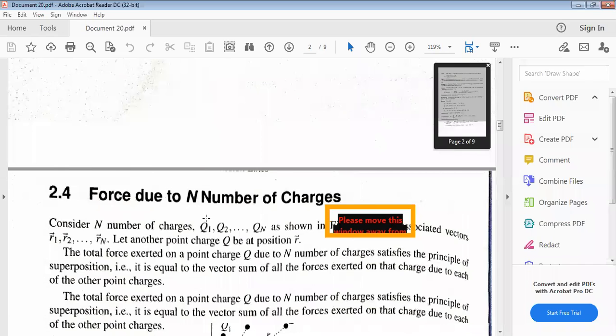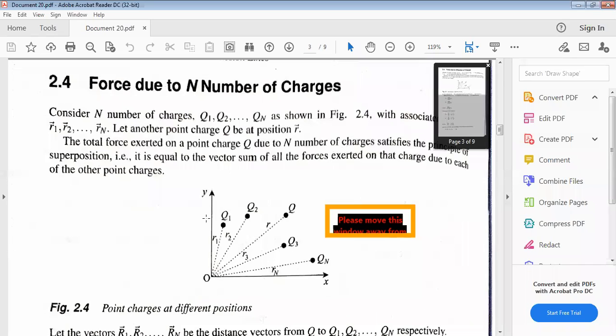force due to n number of charges. So far we considered two point charges, Q1 and Q2, right? But now the situation is extended to n number of charges. And when we consider more than two charges, what is the net attractive or repulsive force that acts?